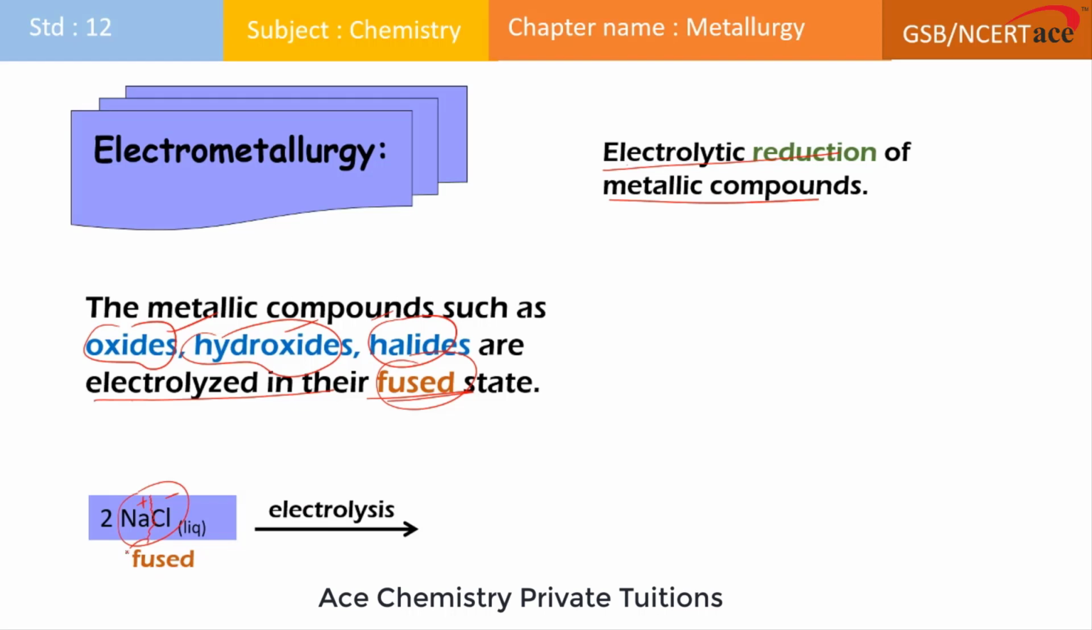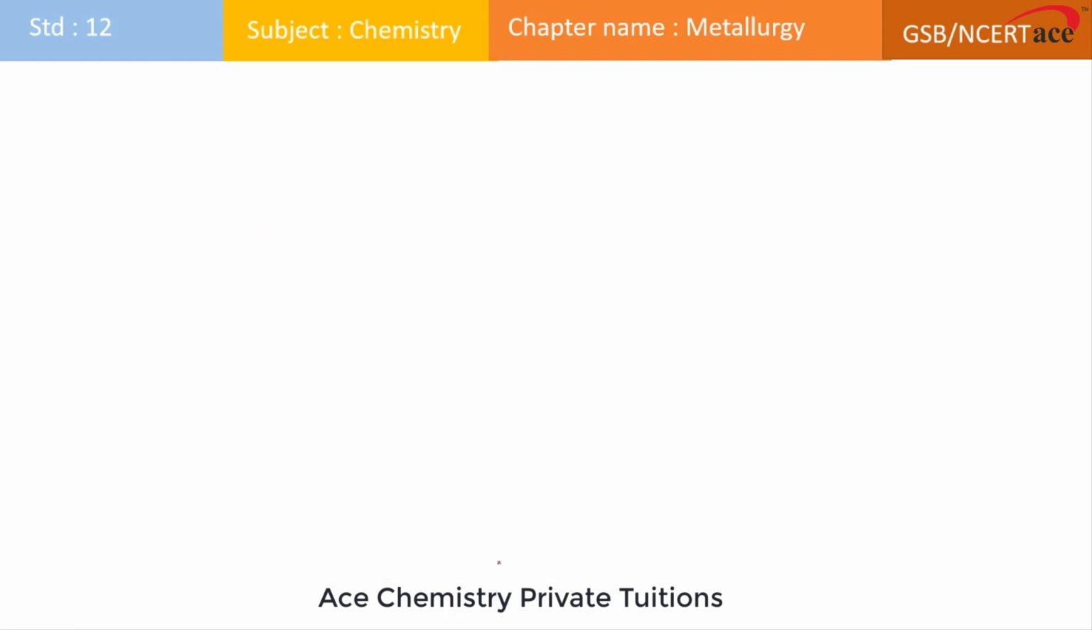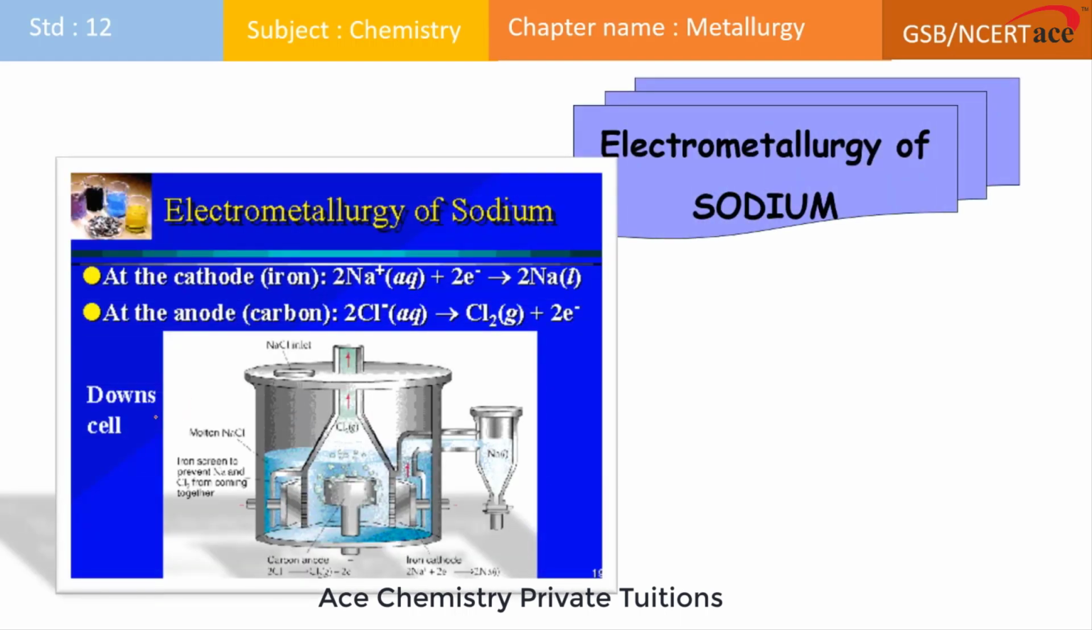In the case of fused NaCl, when electrolysis is carried out, we get deposition of sodium metal at the cathode, and evolution of chlorine gas at the anode. This entire process is carried out in the Downs cell, which is the apparatus used for electrolysis of NaCl. In this apparatus, we take molten NaCl, consisting of Na+ and Cl- ions. This is carried out using graphite electrodes.